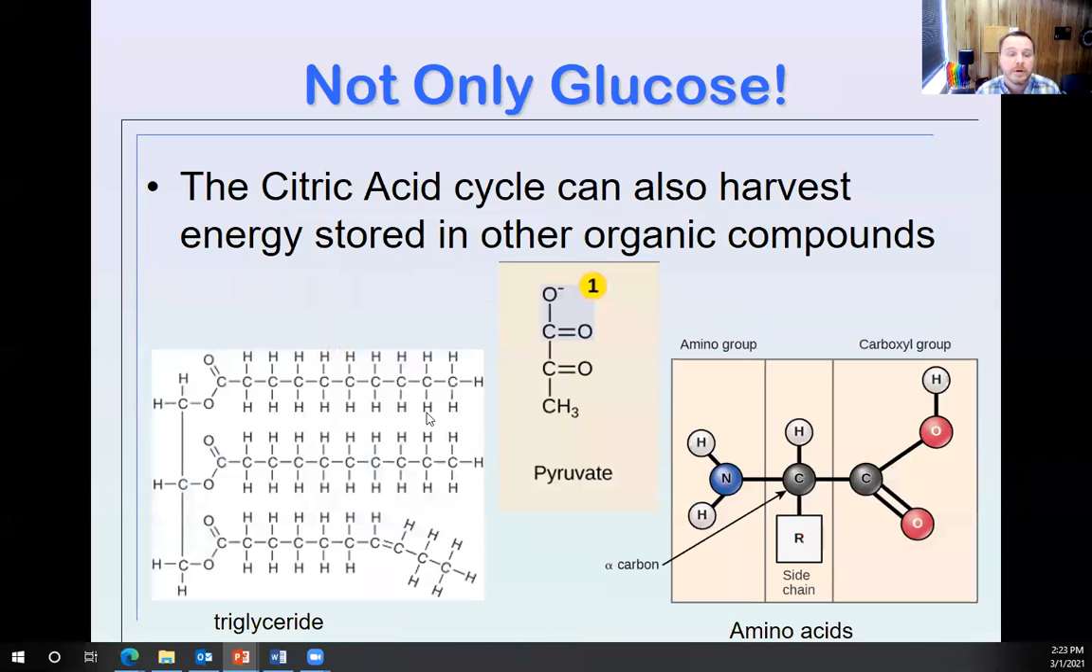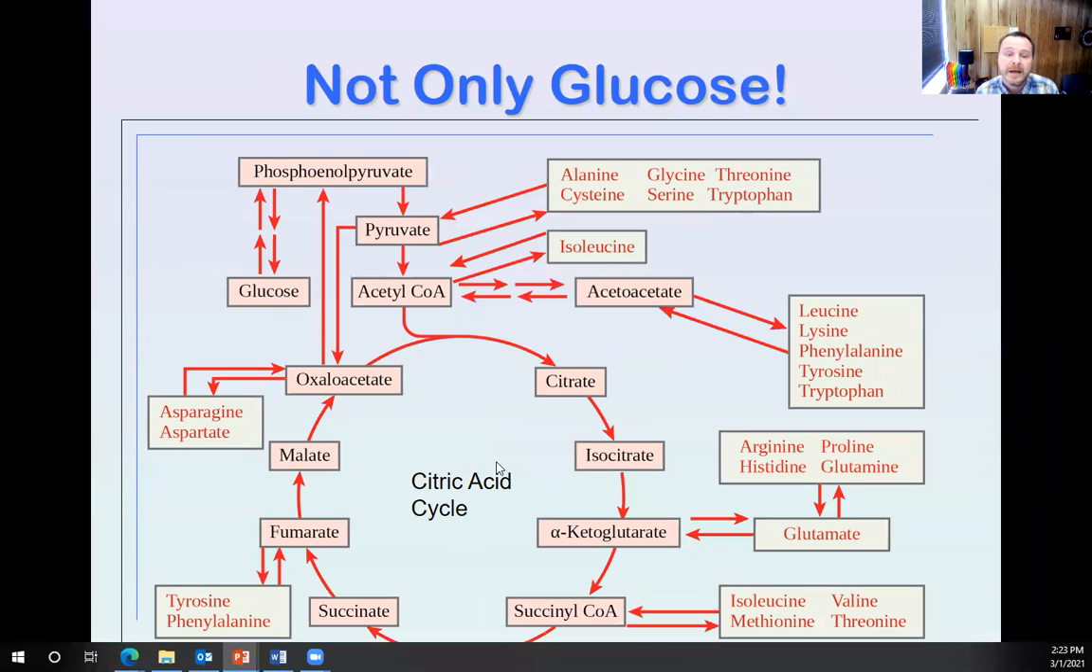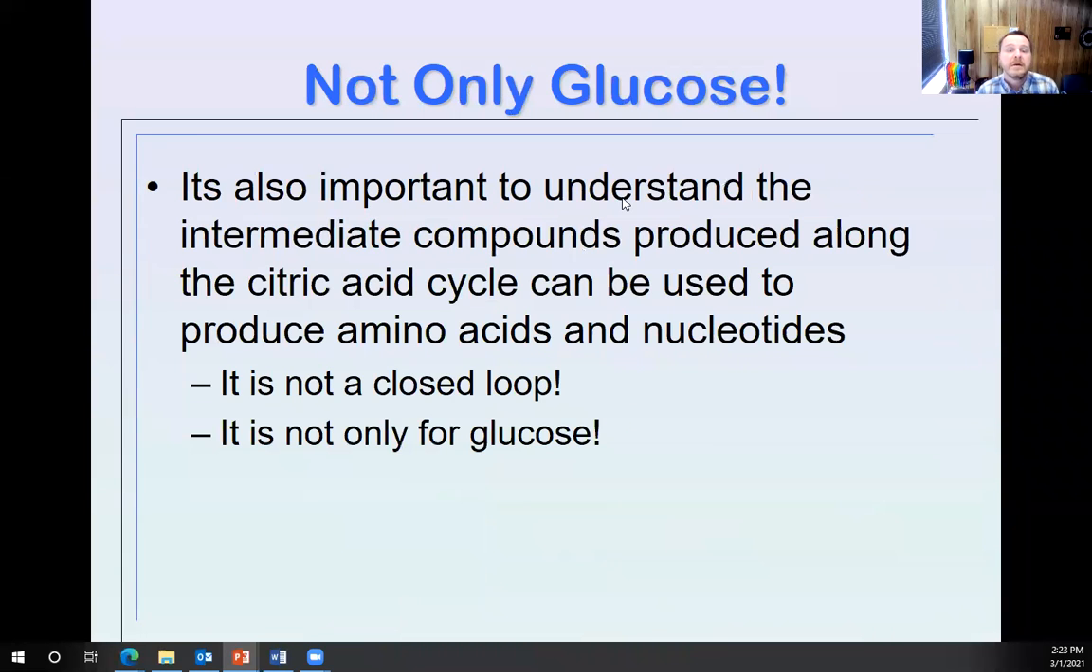All of these other compounds can go into the citric acid cycle, and it's also important to understand that the intermediate compounds, as we go through the citric acid cycle, can also be used to produce some amino acids. They can be converted to fatty acids to be stored later. There are other things we can do. It doesn't just have to go through the cycle. If the body needs these other compounds, it can strip them out and put them to work. Or if it has a surplus of a particular compound, then the body can figure out how to convert it and put it into the citric acid cycle.